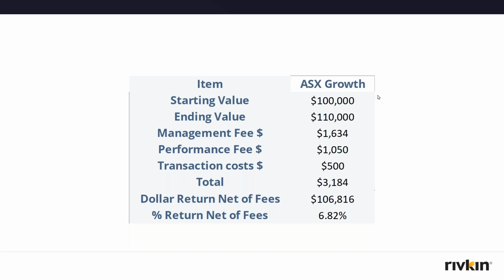Just to have a more detailed look at how those expenses and costs work. This is just a made up example here for ASX Growth. We start a portfolio at 100,000 and by the end of the year it's up 10%, so its value has grown to 110,000. Taking the management fee on a monthly basis would equate to a little over $1,600. And as I mentioned, that performance fee would be charged on the profit only. So 10.5% of the 10,000 made equates to a little over $1,000. And then estimated transaction costs of 500 would bring the total to a little over 3,000.